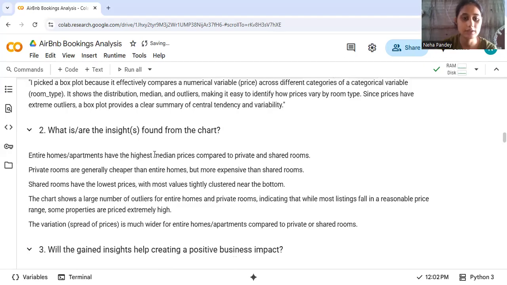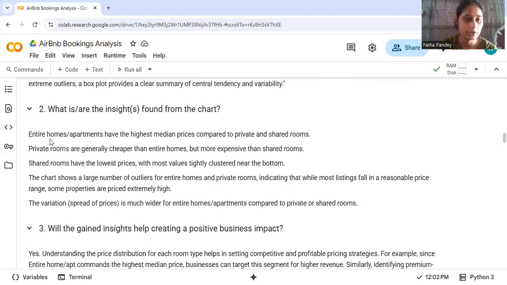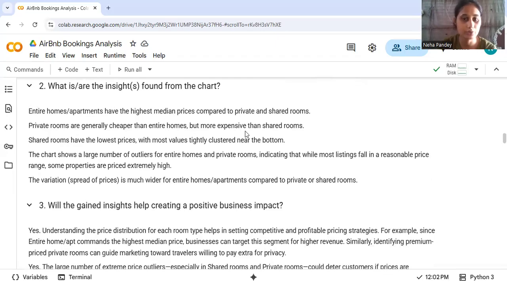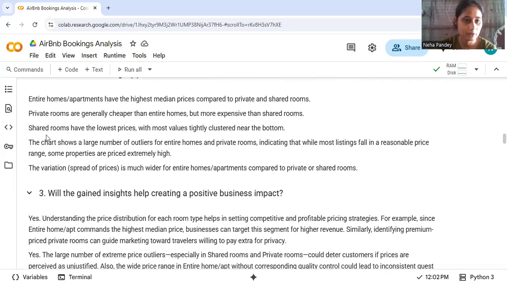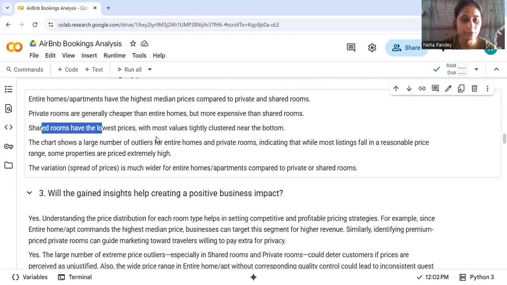What is the insight found from the charts? Entire homes have the highest median price compared to private and shared rooms. Private rooms are generally cheaper than entire homes but more expensive than shared rooms. The shared room has the lowest price, with most values tightly clustered near the bottom.